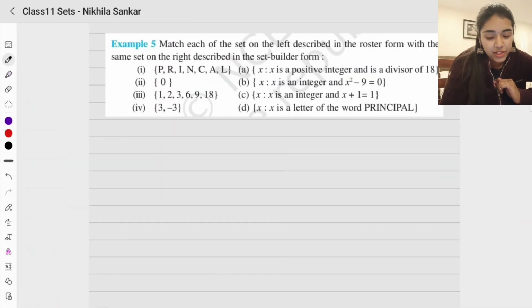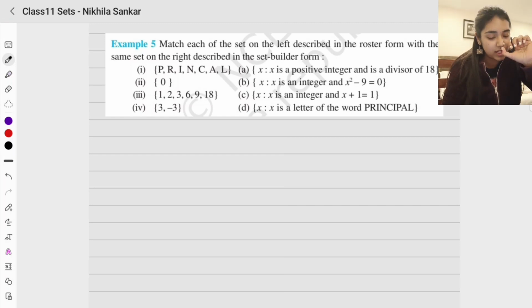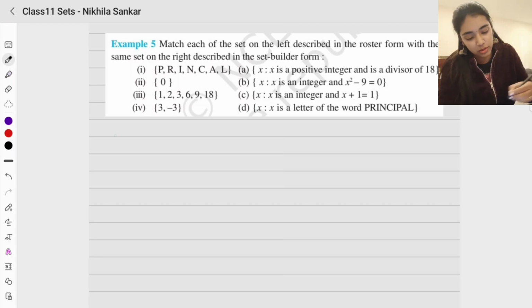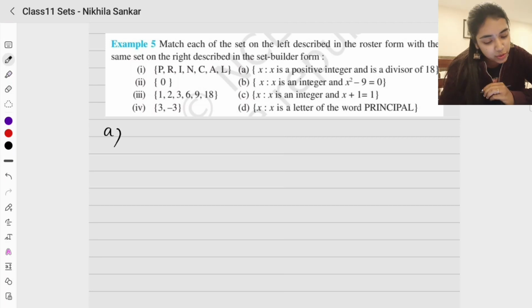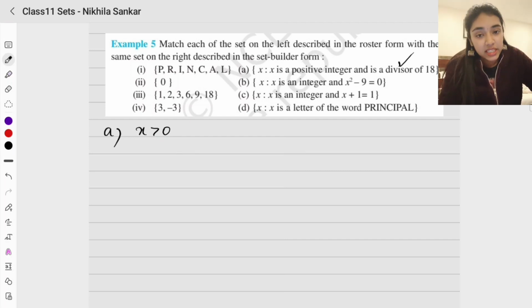Example 5. Match each of the sets on the left with the set described in roster form. Okay, so now on the left-hand side, they have given us sets of elements. So let's first solve the right side. What is my A? A is going to be x such that x is a positive integer and a divisor of 18. X is a positive integer, so it is going to be greater than 0. This is one condition. X is a divisor of 18.